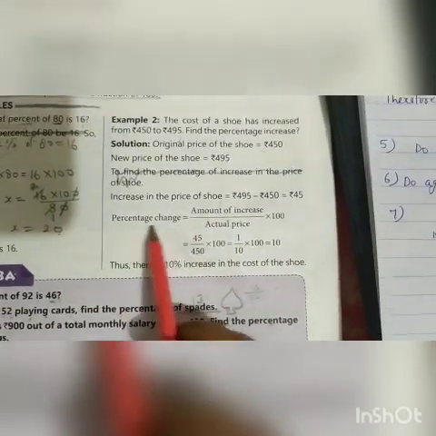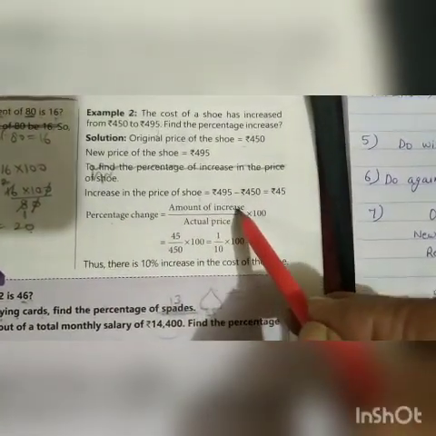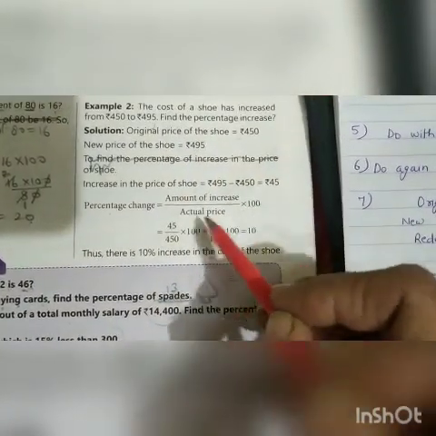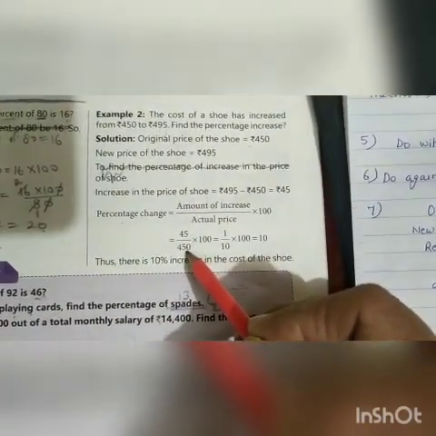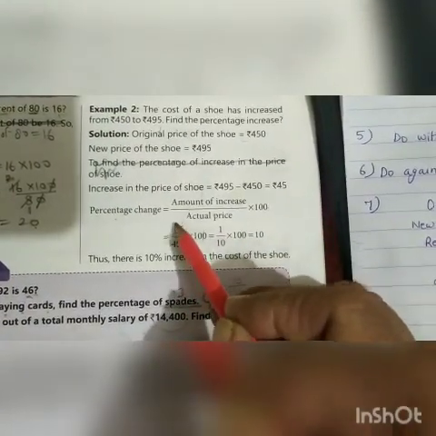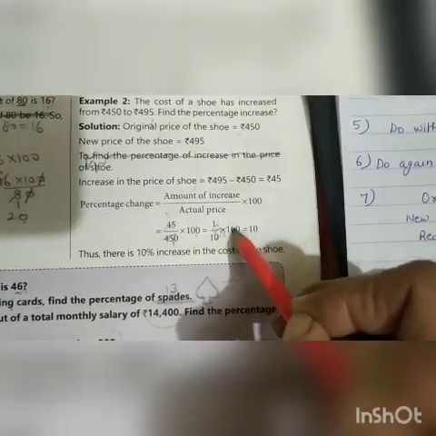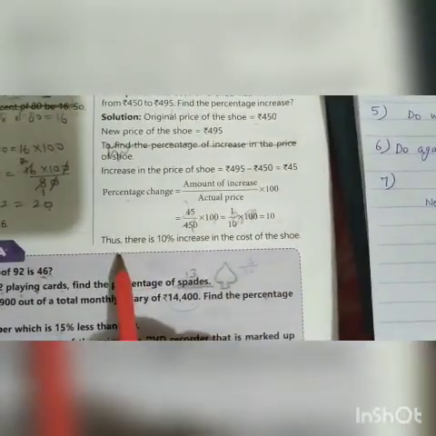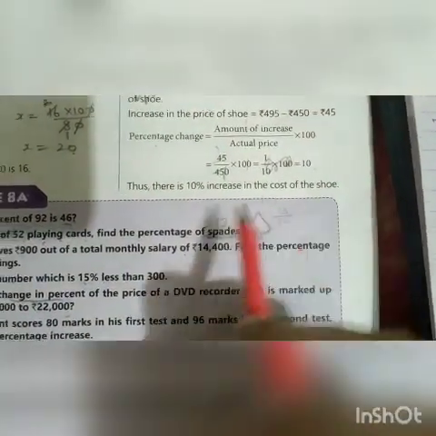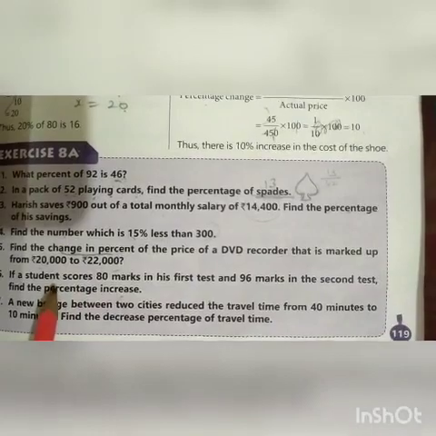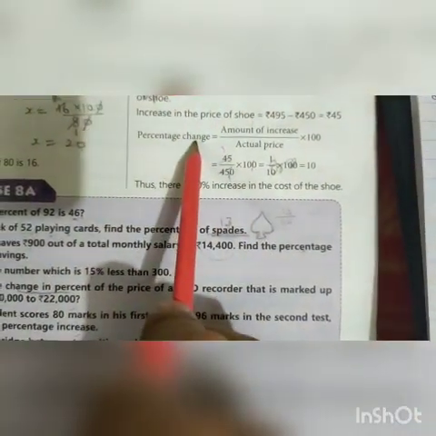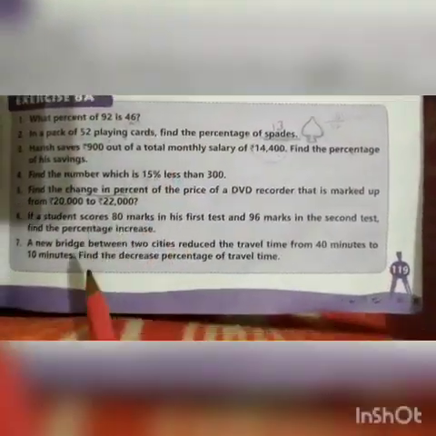Then percentage change is amount of increase upon actual price, actual price means original price, into 100. 45 upon 450 into 100. 0 cancel. 45 1s are 45. 45 1s are 45. It is 10 1s are 10%. Thus there is 10% increase in the cost of the shoe. So question number 5 and 6 both you will do like this example 2. Come to question number 7.